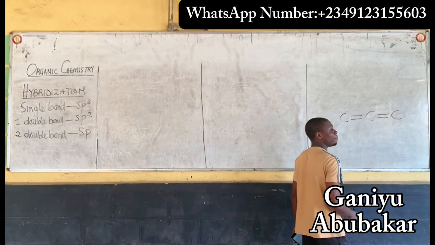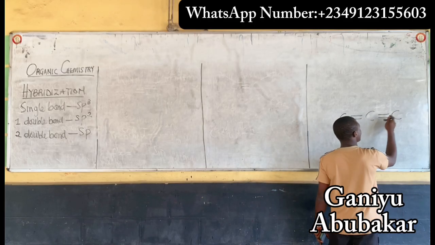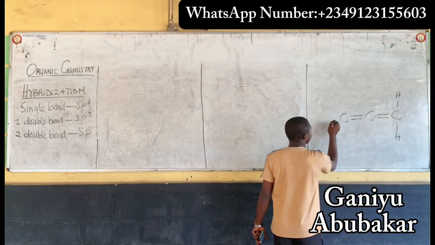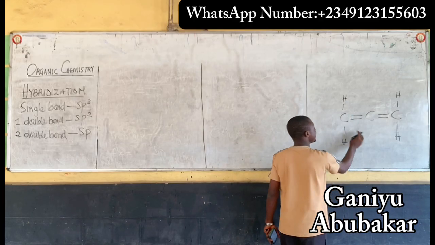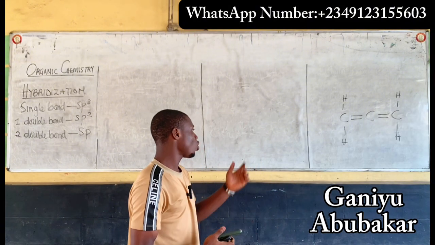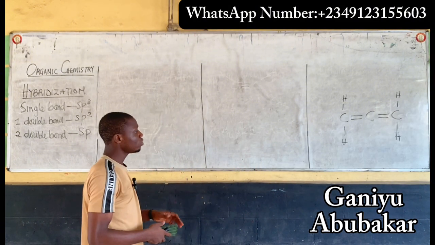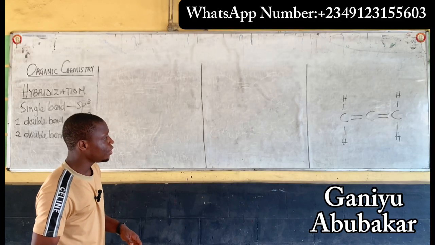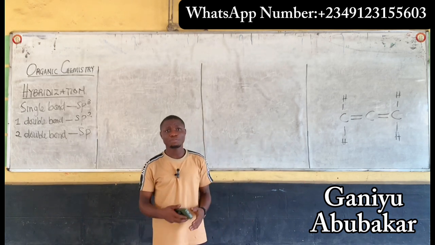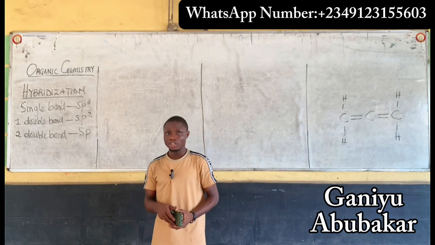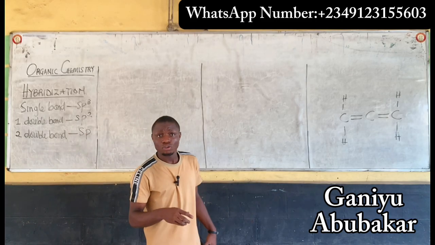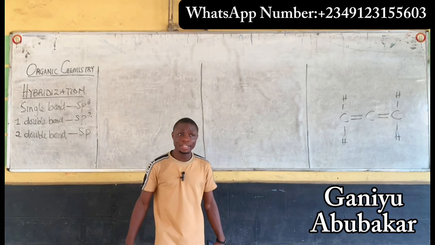Now, is this balanced? Of course, no. 1, 2, 3, 4, balance. 1, 2, 3, 4. This is not balanced, right? So if I have to name this, what do you call this? This is called prop-1,3-diene. So look at diene much more later, a higher form of alkene. So I'm saying that carbon with two double bonds are sp hybridized.